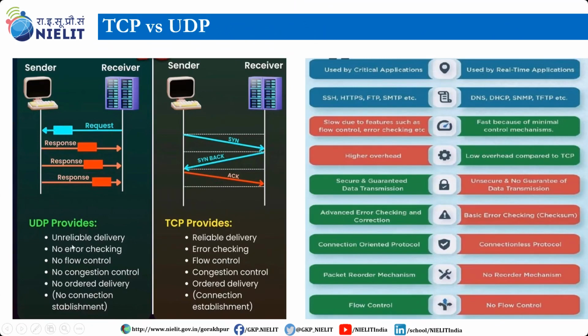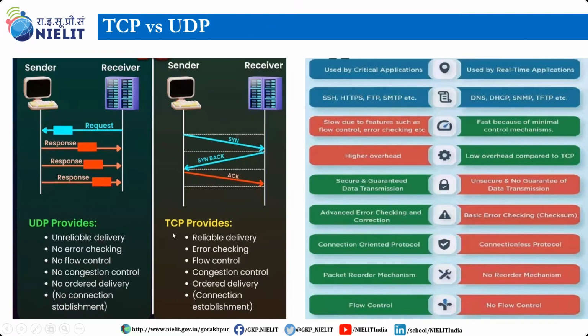So UDP: unreliable delivery, no error checking, no flow control, no congestion control, no ordered delivery, no connection establishment. In case of UDP, data is directly sent to the target machine. This is indicating data.